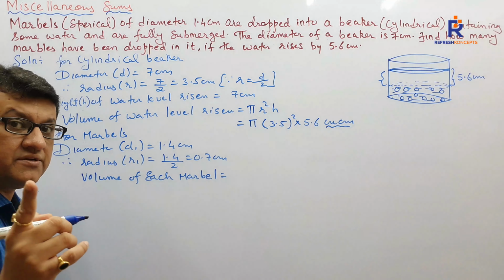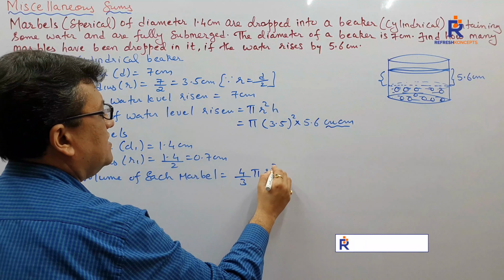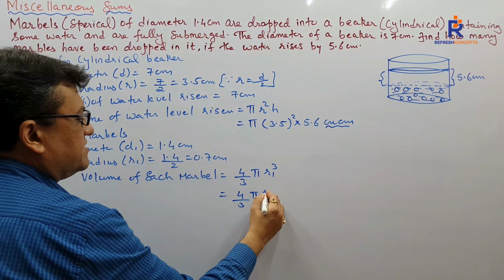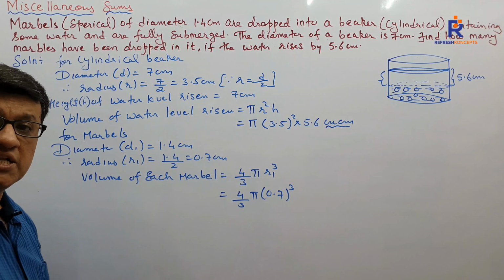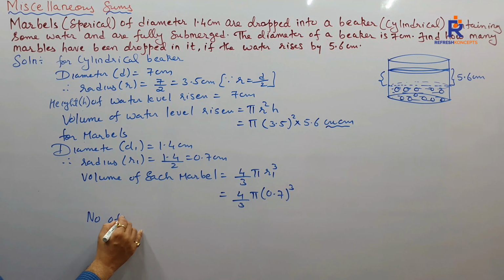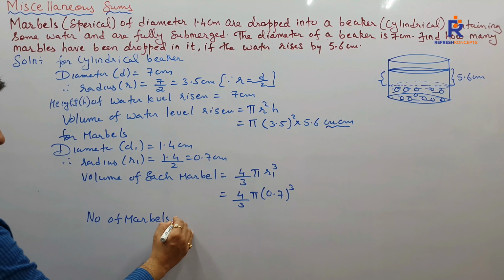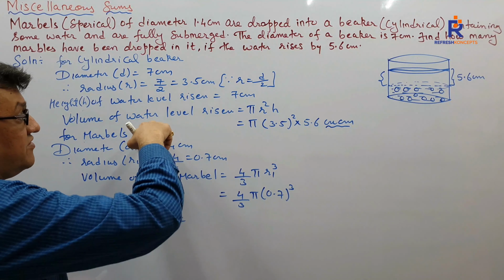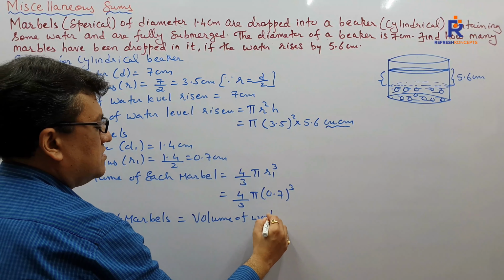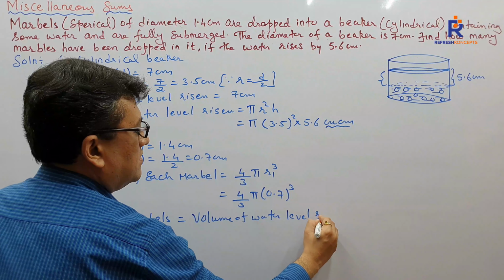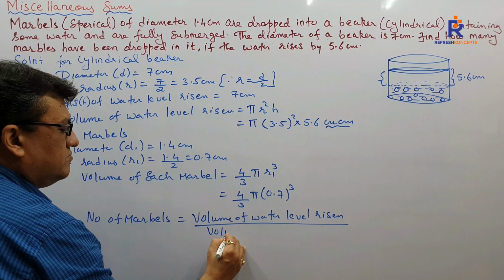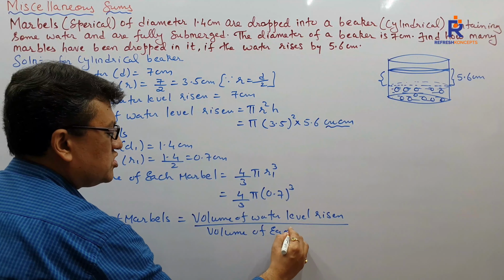What's the formula for a sphere? We have learnt 4 by 3 pi R1 cube. So it's 4 by 3 pi into 0.7 cube. Just now we learned one formula. What? Number of marbles is equal to volume of big, which according to us is this, volume of water level risen, upon volume of each marble.